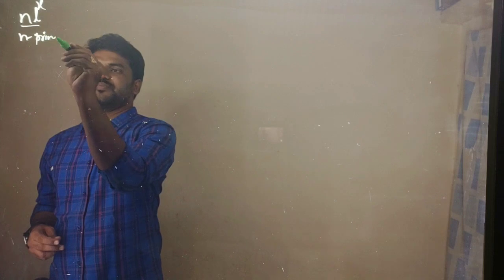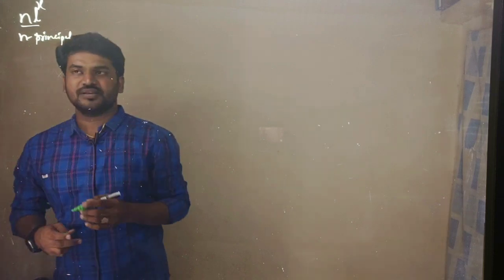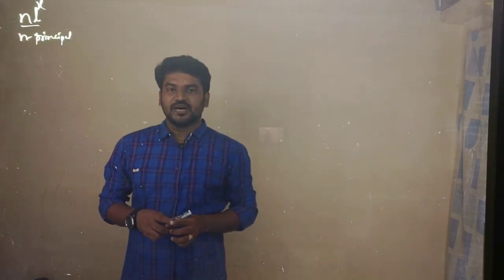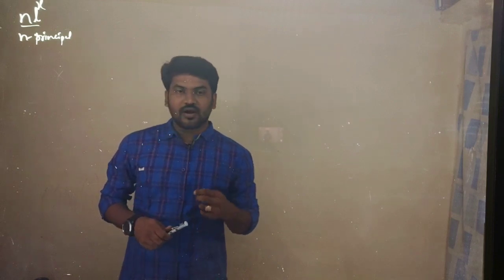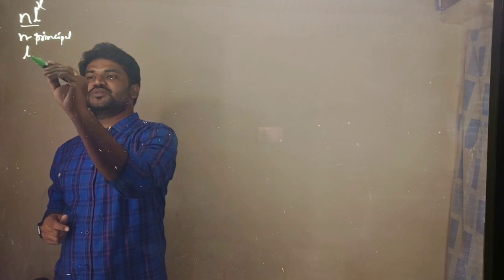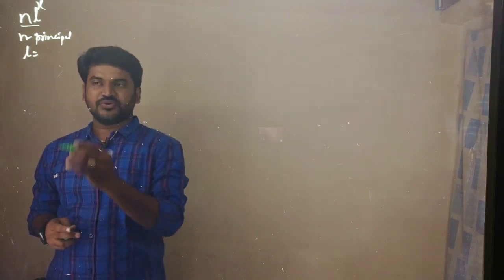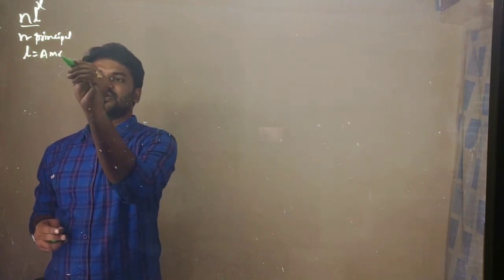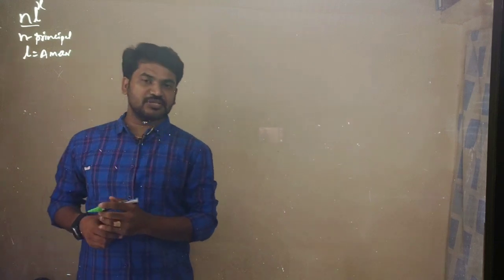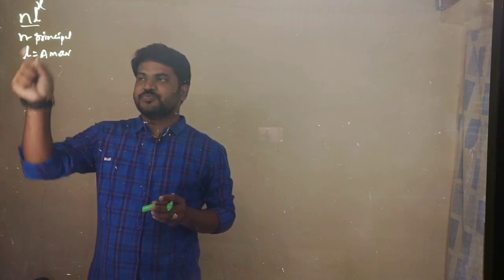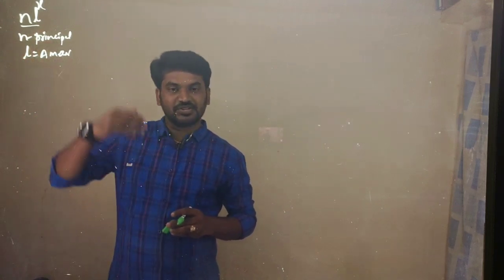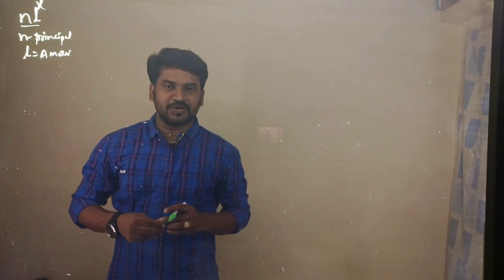N is the principal quantum number, and that is giving the information about the orbit, in which orbit the electron is there, right? And L means what? It is the angular momentum quantum number, and it is giving the information about the orbital. That is, the particular electron is present in which orbit, and again in which orbital, right?